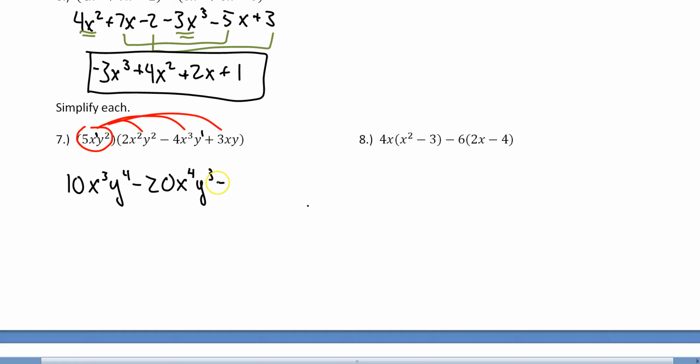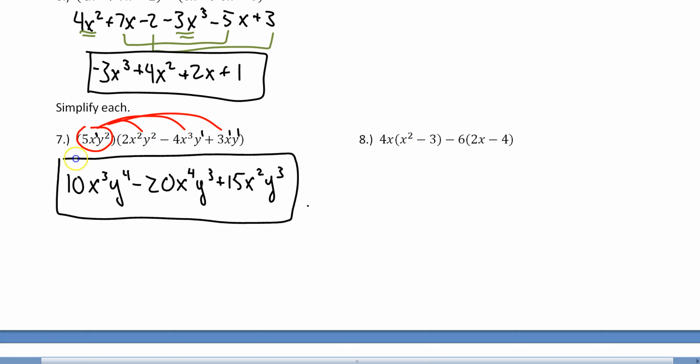Next one, 5 times 3 is a 15. Each of these has a 1. I add the exponents. That's x to the second, y to the third. And that's it. Okay? So we're distributing. We're doing some multiplication. We just have to remember our rules of exponents as we do that multiplication.